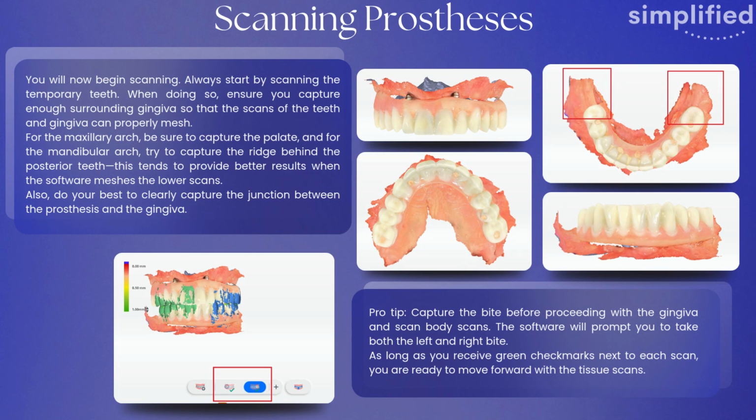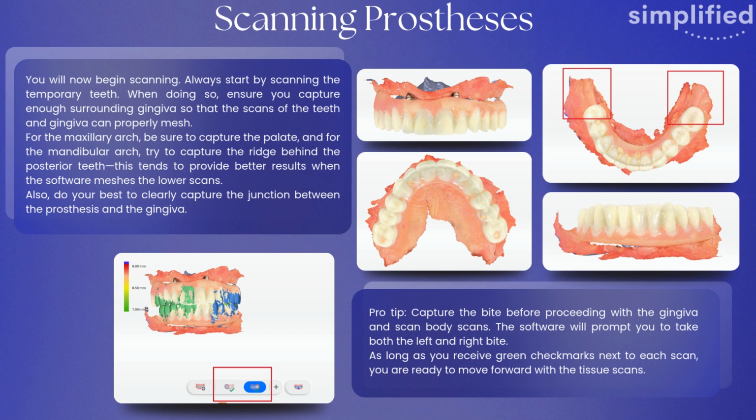You will now begin scanning. Always start by scanning the temporary teeth. When doing so, ensure you capture enough of the surrounding gingiva, so that the scans of the teeth and gingiva can properly mesh. For the maxillary arch, be sure to capture the palate, and for the mandibular arch, try to capture the ridge behind the posterior teeth. This tends to provide better results when the software meshes the lower scans. Also, do your best to clearly capture the junction between the prosthesis and the gingiva.